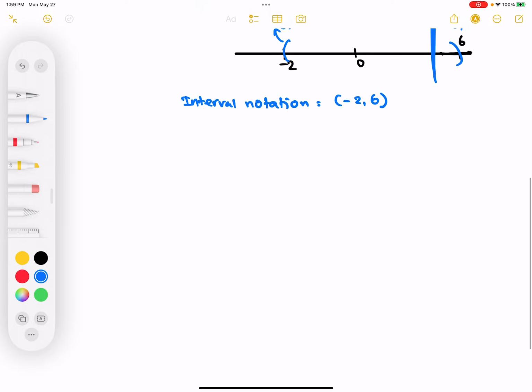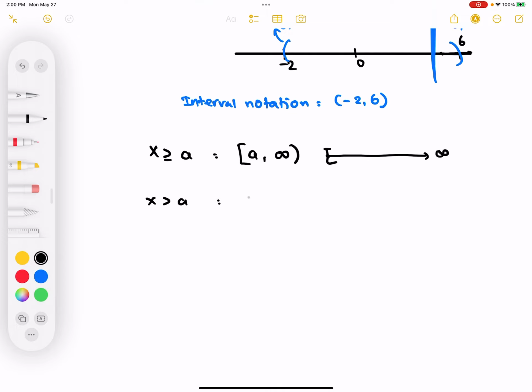Generally, look at the interval notations. For example, x greater than or equal to a. This means from a up to positive infinity. That means you start from a and go to positive infinity. That means this is inclusive. If it says x greater than a, without including a, up to positive infinity, so the graph is open, infinity.